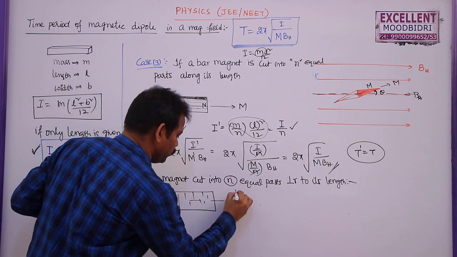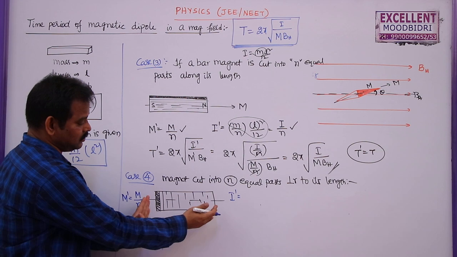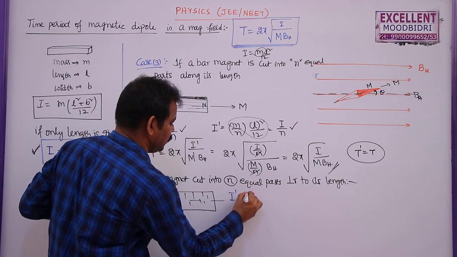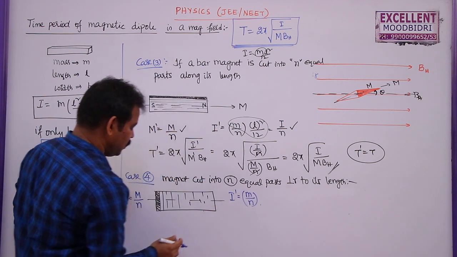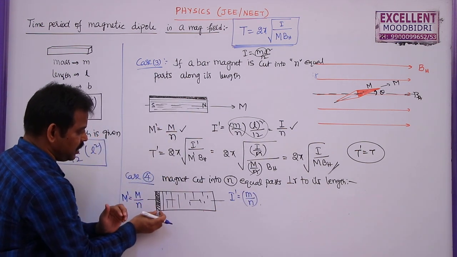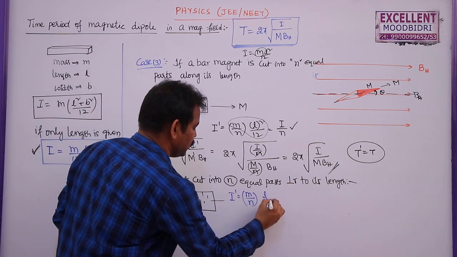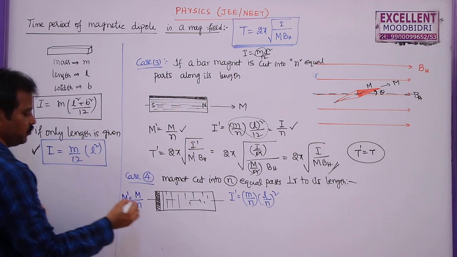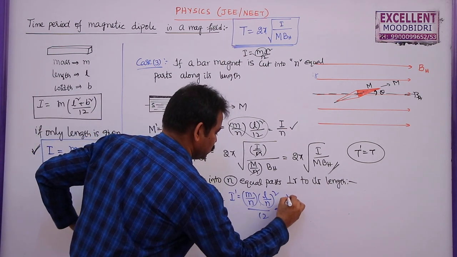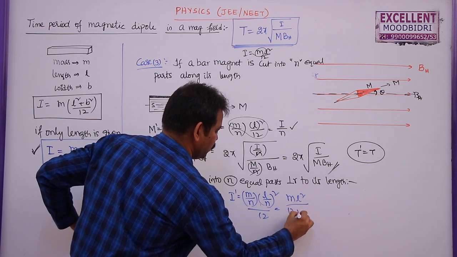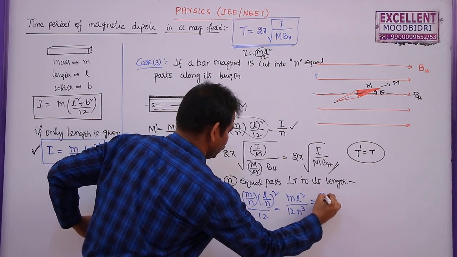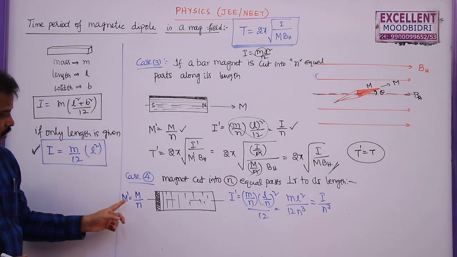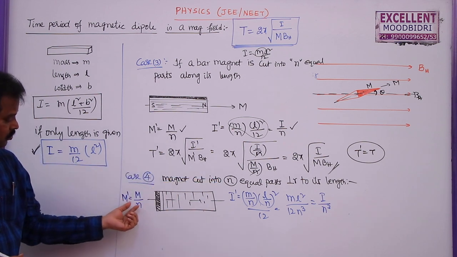What is the new moment of inertia? Remember, the mass of this one is m. Now it is divided into n parts, so the new mass will be m by n. But the length previously was L, now this is L by n, so this will become L by n whole square. So m L square by 12, divided by n cube, becomes m L square by 12 n cube. So the moment of inertia is reduced by n cube times, and the magnetic moment is reduced by n times.